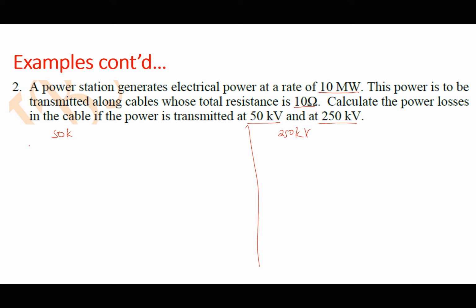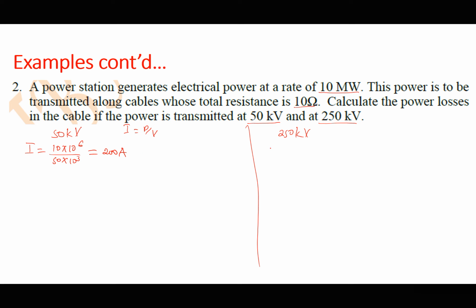So first of all, let's find what current flows if we transmit at 50 kilovolts. Here the current flowing is going to be 10 times 10 to the power of 6, that is mega, divided by 50 times 10 to the power of 3. I'm using I equals power divided by V. So this is 10 divided by 5, that is 2, so this is going to be 200 amperes.